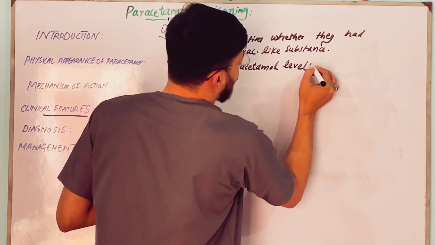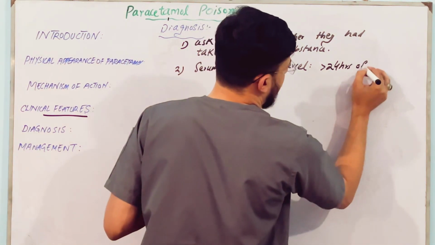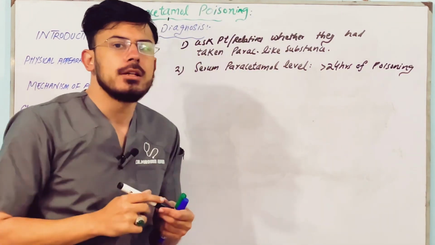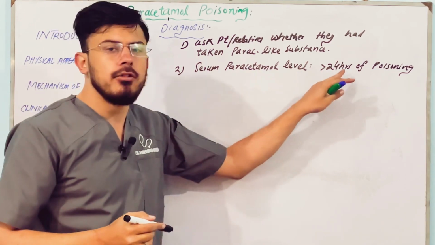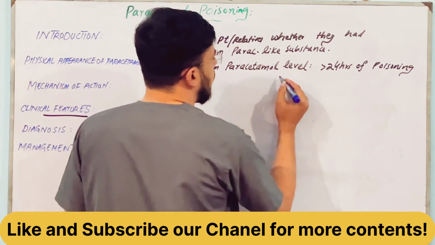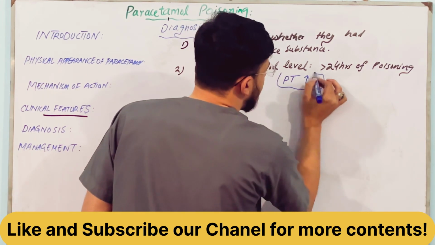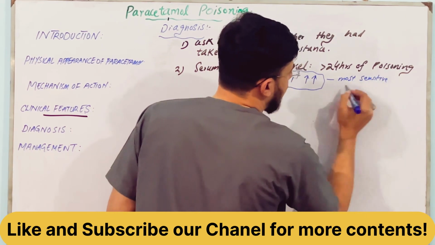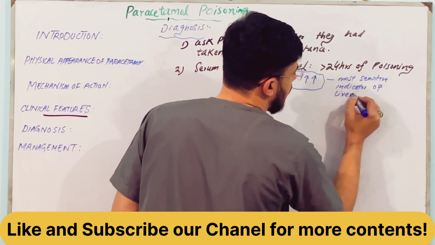That serum paracetamol level is done after 24 hours of poisoning. The serum paracetamol level is important, and it will show the prothrombin time elevated. This is the prothrombin time, which is the most sensitive indicator of liver injury.